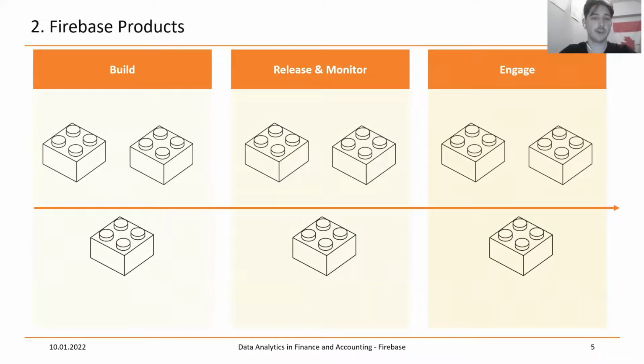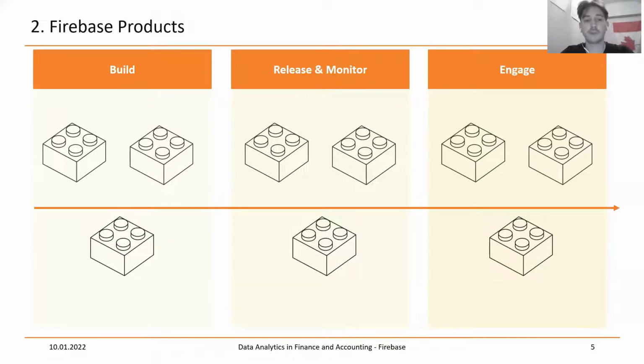You have three different categories. You have the build category, the release and monitor category, and the engage category. And within each category, you have different products. So I think the release and monitor and engage categories are more for when you already have your app created and you want to get certain insights or get engaged with a certain segment of users or something like that. Whereas the build part is really like core functions that you need to create your app.